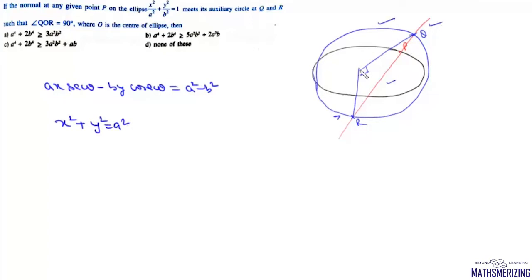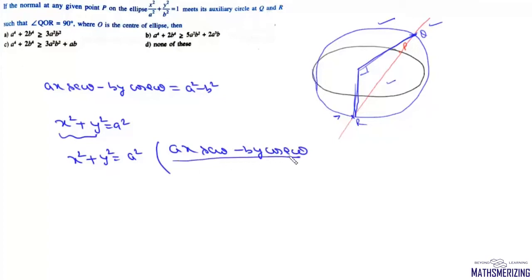Now from these two equations we can write the equation of the pair of lines passing through the origin and through the points of intersection of these two curves. So we have to make the curve homogeneous. We'll make this circle homogeneous using this equation. So we can write this curve as x square plus y square equals a square, times ax secant theta minus by cosec theta upon a square minus b square, whole square.